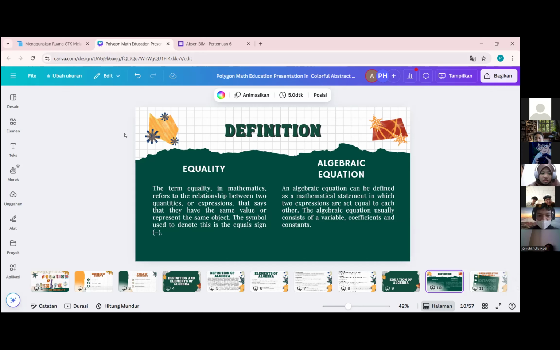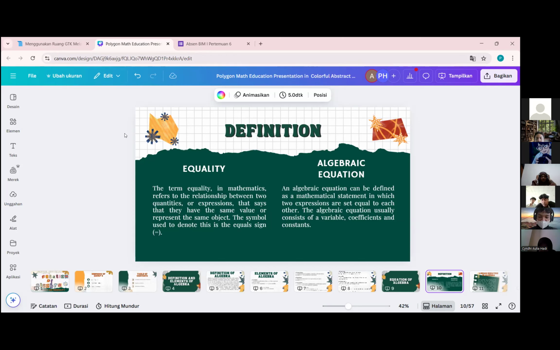Maaf Bu, tadi pertanyaannya apa Bu? Coba diulang teman kelompoknya. Iya, Tirta, yang di slide definition ini kan harusnya equation ya, tapi kamu menulisnya equality, terus maksudnya kamu menjelaskan apanya? Soalnya yang di kiri equality, yang di kanan equation. Konteksnya.